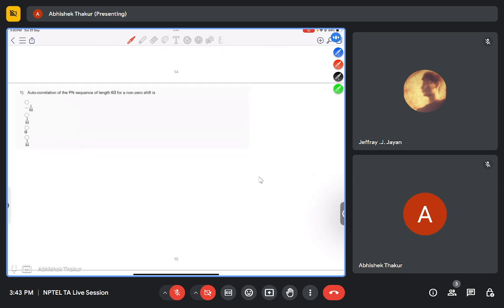So now coming to question number 1. The autocorrelation of the PN sequence of length 63 for non-zero shift is. So for non-zero shift the solution will be minus 1 by n. So this will be equal to minus 1 by 63. So option A is the correct answer for this question.